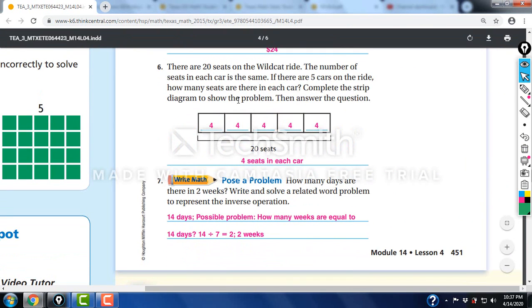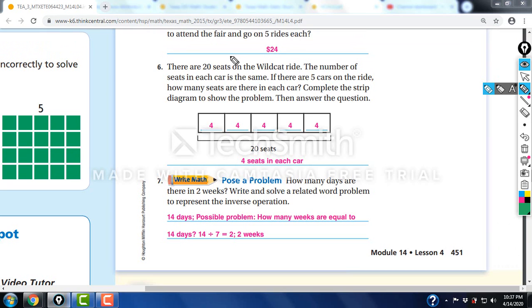Okay, let's look at the strip diagram here. There are 20 seats on the Wildcat ride. Okay, 20 seats. And it shows it right here. The number of seats in each car is the same. Okay, so if there are 5 cars, here are the 5 cars: 1, 2, 3, 4, 5. How many seats are there in each car? Complete the strip diagram. So you have to complete this part.